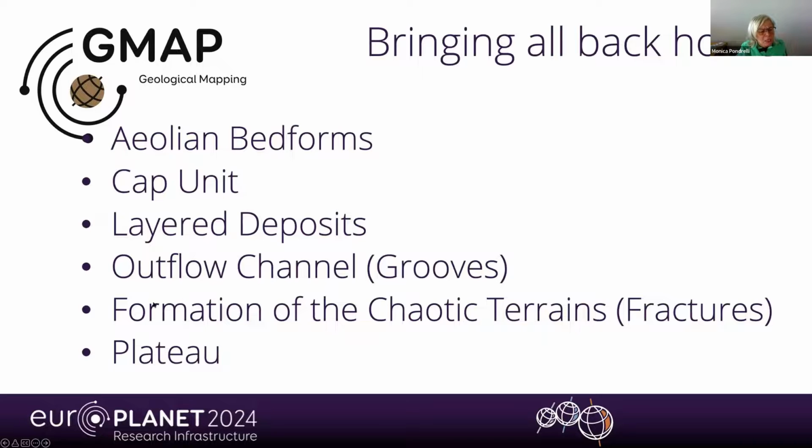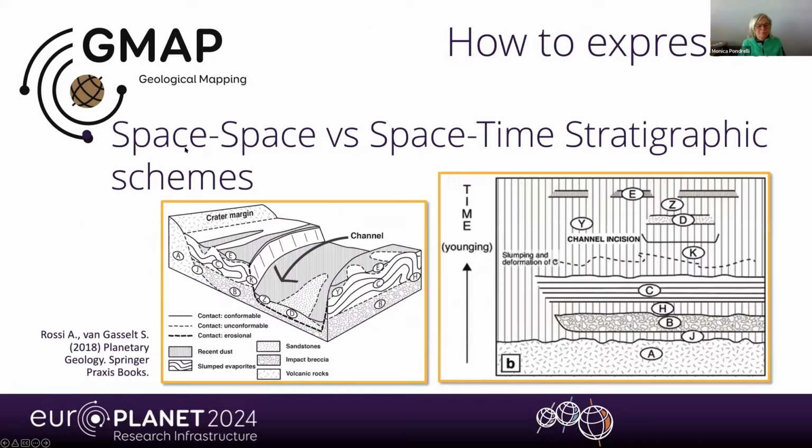It's difficult to say what is the stratigraphic relation between these two units. I will come back to this later. Then we have the layer deposits, the cap unit, and the organ vectors. Now we want to express what we understood, this stratigraphic relation.